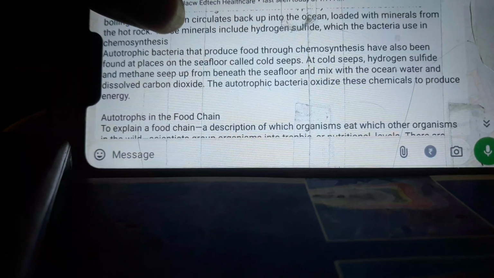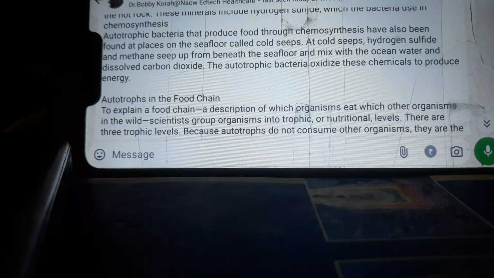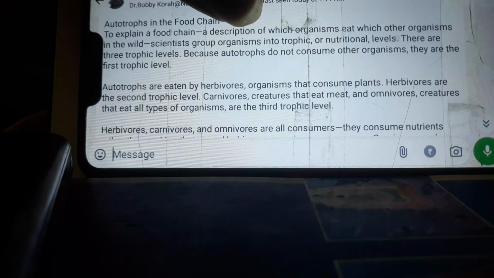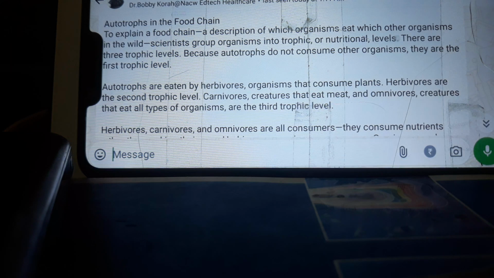And now autotrophic bacteria that produce food through chemosynthesis have also been found at places on the seafloor called cold seeps. At cold seeps, hydrogen sulfide and methane seep up beneath the seafloor and mix with the ocean water and dissolved carbon dioxide. The autotrophic bacteria oxidize these chemicals to produce energy.